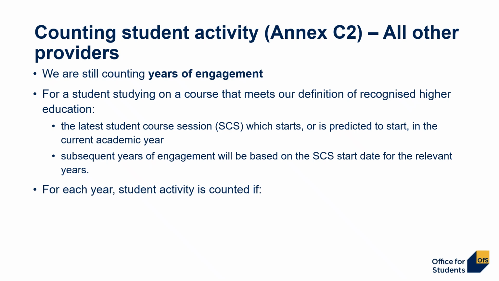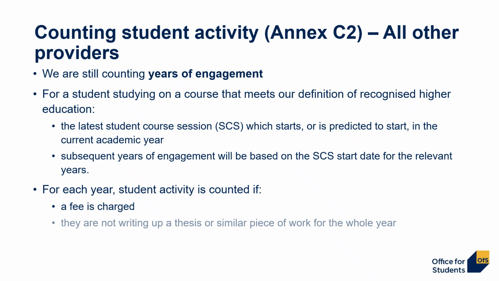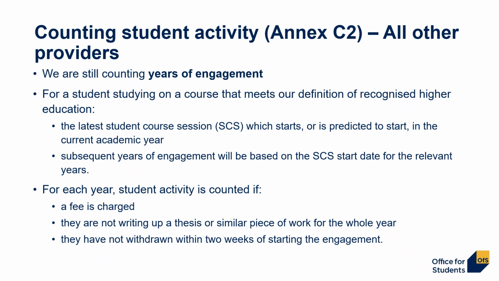And we'll say the same here as we did for further education colleges. We don't count all years of engagement in HESA. They are only countable if all of the following criteria are met. As before, if a fee is charged, so exceptionally it might be waived on an individual basis. See Annex C2 for full details about this. Next, students cannot be writing up a thesis or a dissertation or something like that for the whole year of engagement. They must be actively studying to have a year of engagement counted. And finally, they have not withdrawn within 2 weeks of starting their engagement. And again, as we said before, this means leaving the course entirely and not just those who are suspending their studies.